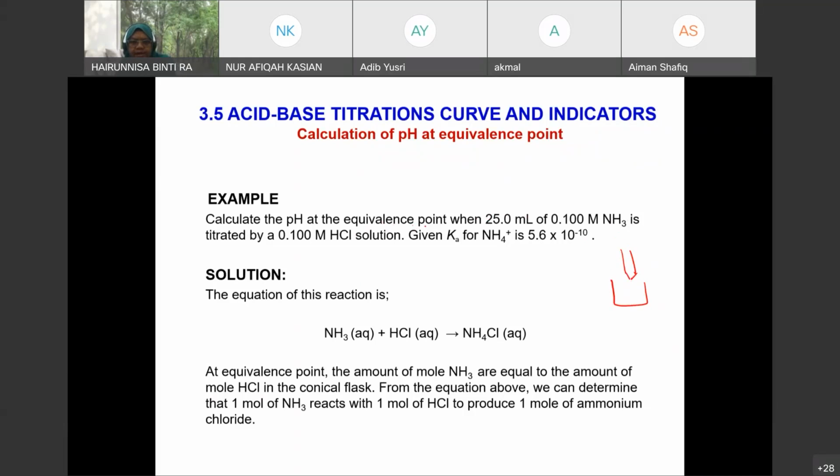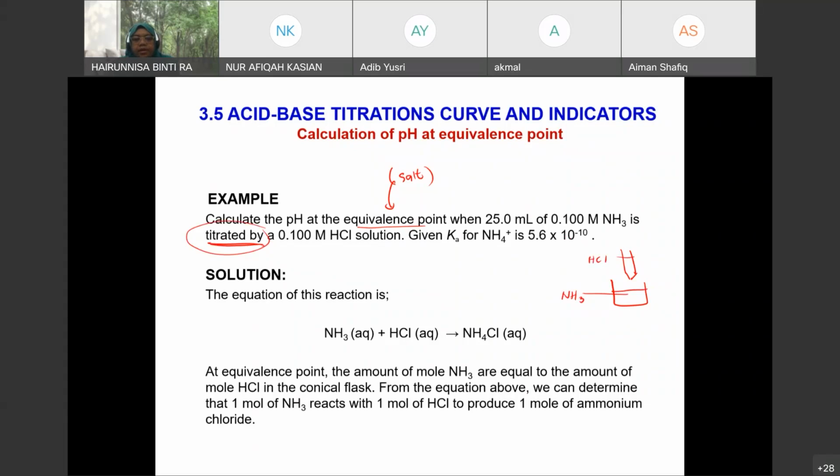Calculate the pH at equivalence point. Okay, ini maksudnya pH apa? So, pH of salt sebenarnya. Okay. And then, when 25 ml of 0.1 molar NH3 is titrated by... Perkataan ni membawa maksud ammonia. So, means that this is ammonia titrated by this one is HCl.